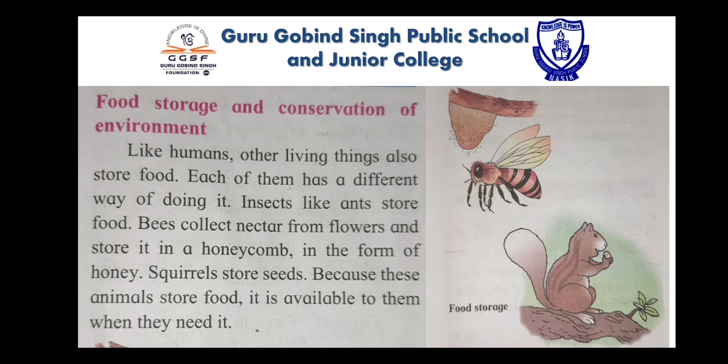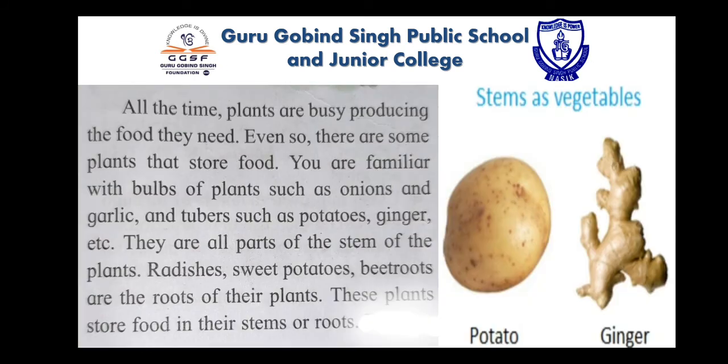Now let's see about food storage and conservation of environment. Like humans, other living things also store food. Each of them has a different way of doing it. Insects like ants store food. Bees collect nectar from flowers and store it in a honeycomb in the form of honey. Squirrels store seeds. These animals store food so that it is available to them when they need it.